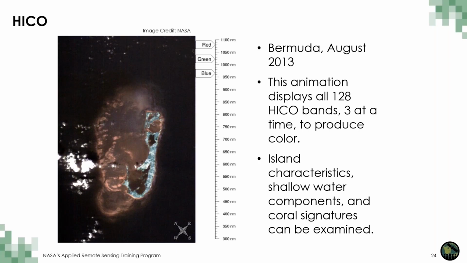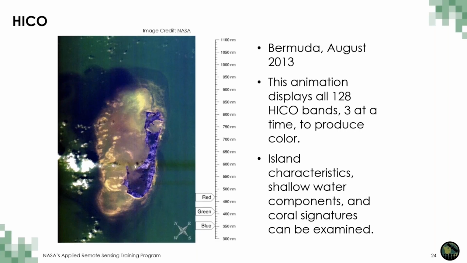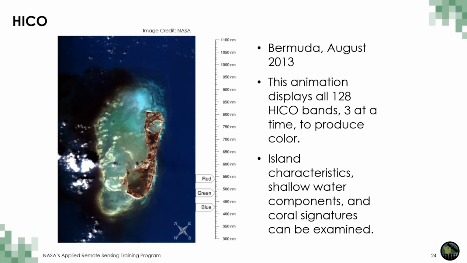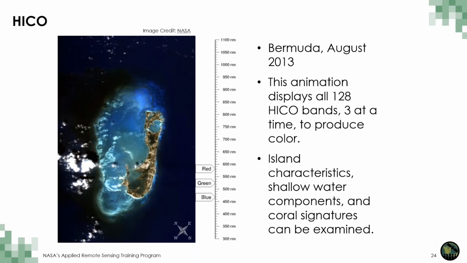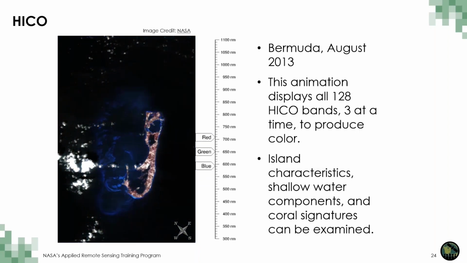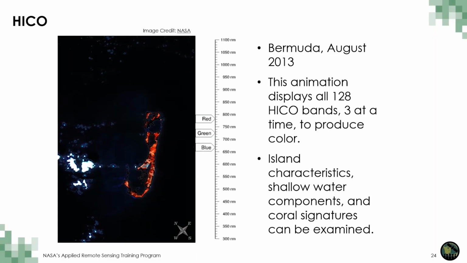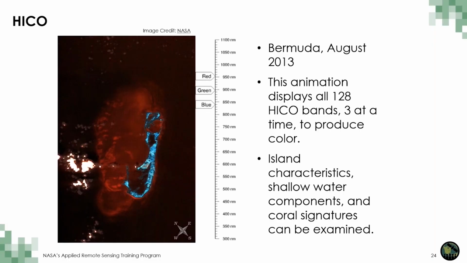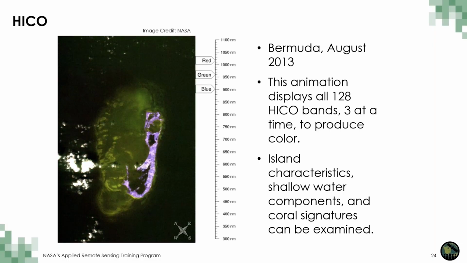Now, the image doesn't have any additional processing of top of the atmosphere radiances in this case, but it shows how you can choose between different, relatively similar bands, but they show very different products. So it allows you to see how different bands highlight the various components of the island ecosystem, from land, shallow water, or coral components.